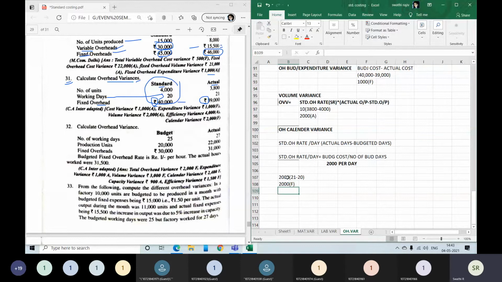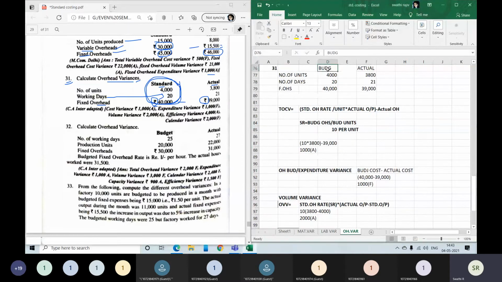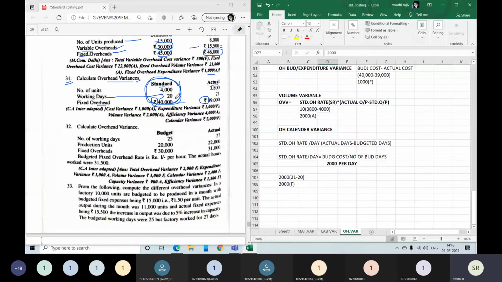This is also pretty easy. Calendar variance, first thing is calculate standard overhead rate per day. Whenever they are talking about standard, take only the budgeted or standard one. In fact, it's given as standard only here, not budget. I should have written it as standard. This makes it much easier because then you can relate it to the formula much better. If they are asking per day, divide the cost by day. If they are asking per unit, divide the cost by unit. That's it. You will get the standard rate per unit or per day, or if it is hours, divided by hours, you will get the per hour rate.